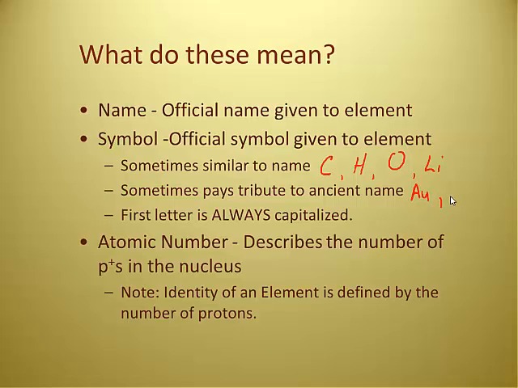The AU is the older name for gold, which was, if I remember right, what was it called? Aurorium or something like that? It was aurum. I took Latin in high school. Okay, so Latin name for gold. We don't use it anymore, but we still use the symbol AU. And things like silver, AG.